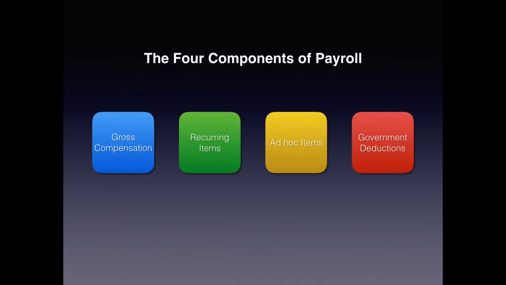Personally, I'd recommend structuring your payroll process to have different flows around each of these 4 components. The 4 main components are gross compensation, recurring items, ad hoc items, and government deductions. Each of these have their own components, and we'll take a closer look at them now.